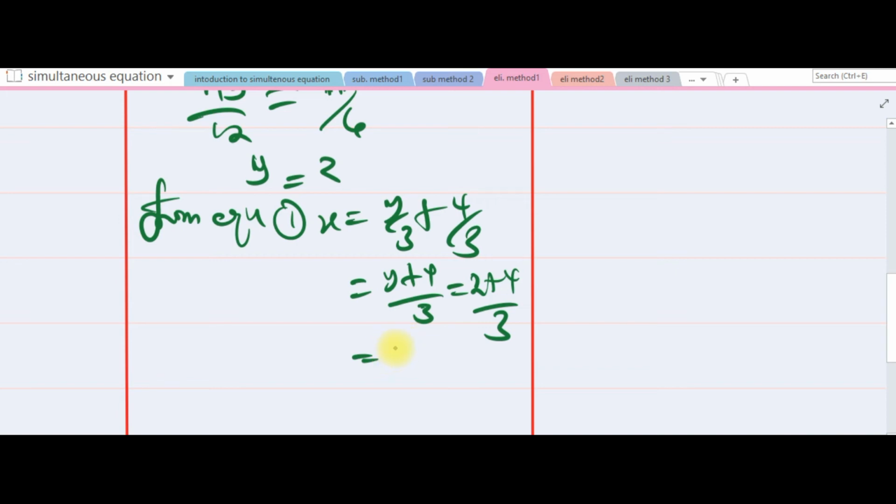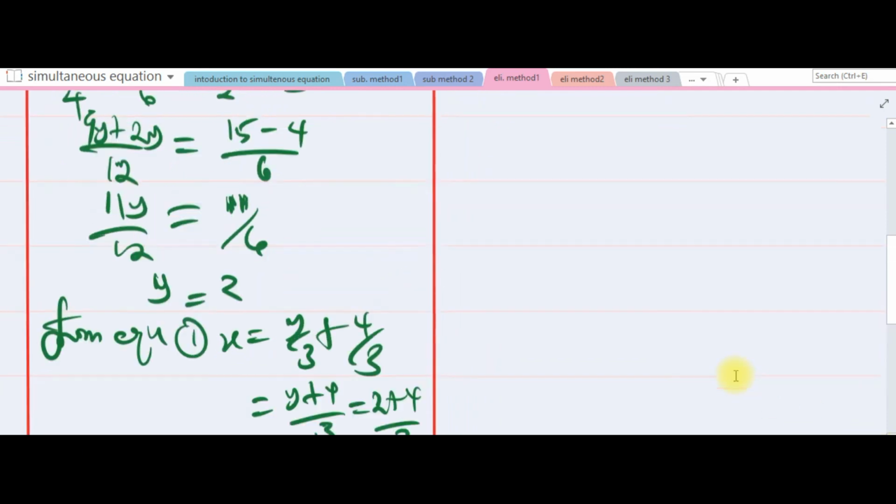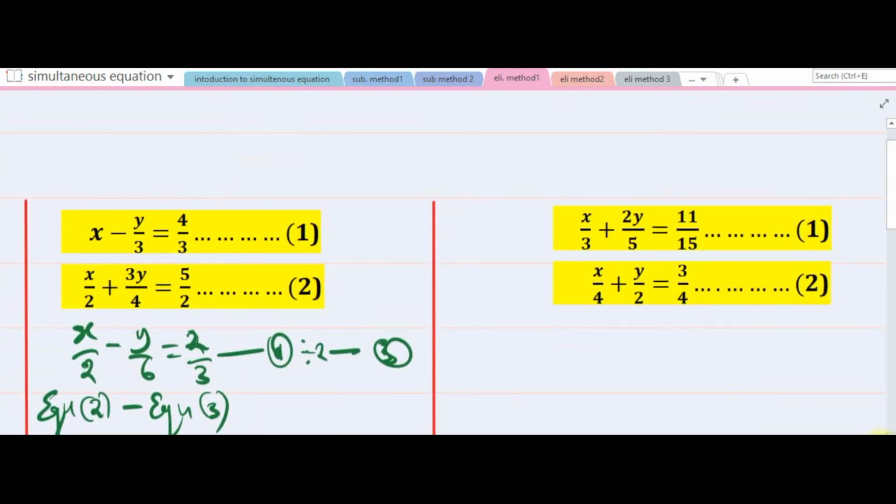2 plus 4 is 6. 6 over 3 is 2. So x and y are both 2. So the next question, we are given this and we are asked to solve.